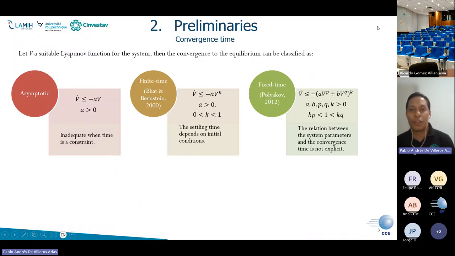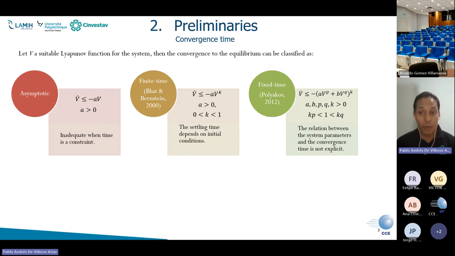Okay, now some preliminaries to understand what we were working on. Imagine you have a suitable Lyapunov function for the system, and then depending on the convergence of the equilibrium, we can classify this convergence in three types. The first one is asymptotic convergence, which is the very typical one we use for our analysis. But when time is a hard constraint, this is very inadequate. There's another approach called finite time convergence, in which the upper bound of the settling time is finite, but it depends on the initial conditions.